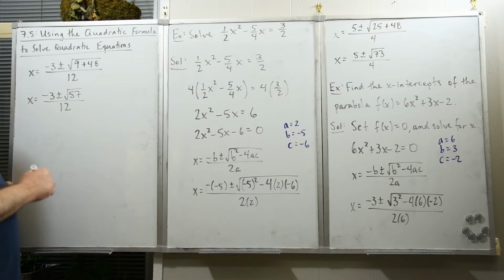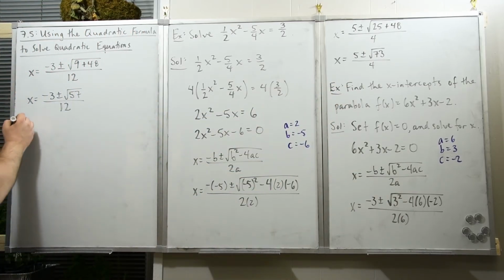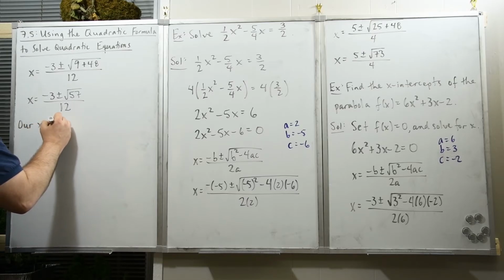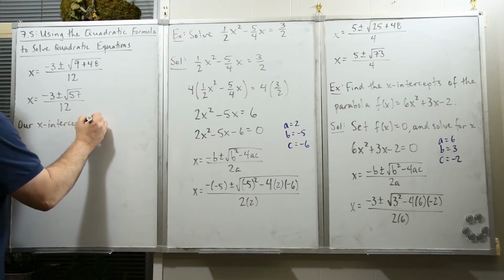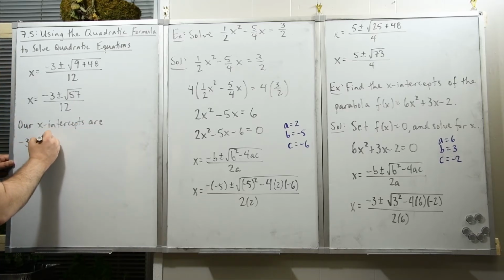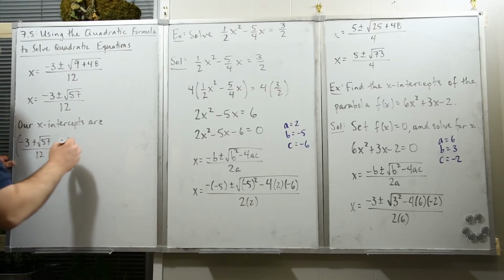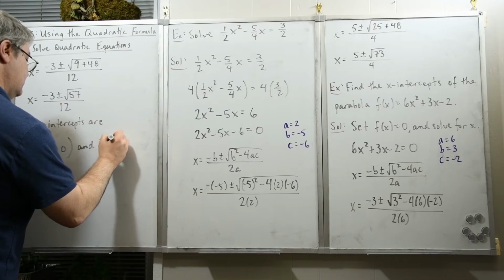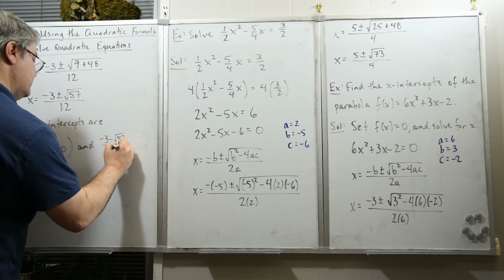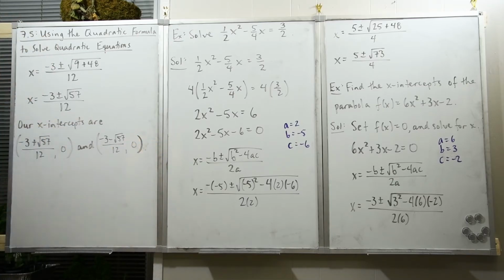But remember, we're being asked to figure out the x-intercepts of the parabola. So our x-intercepts are (-3 plus square root of 57)/12, comma 0, and (-3 minus square root of 57)/12, comma 0. So not the nicest looking answers in the world, but they work, so that makes us happy.